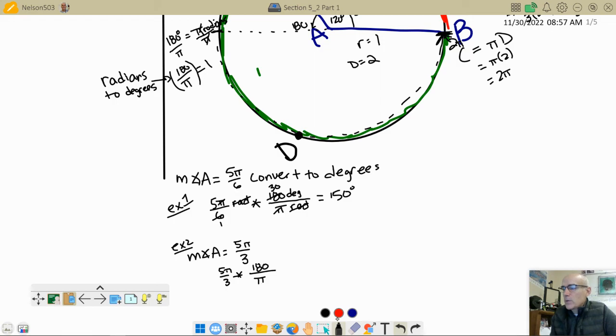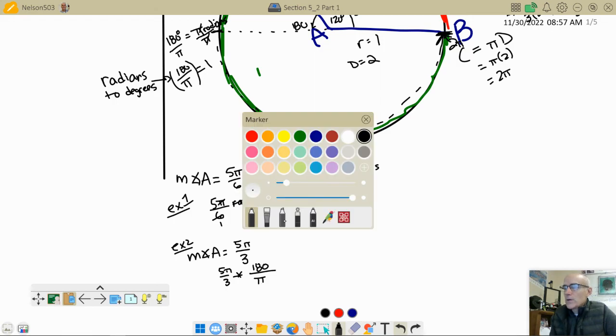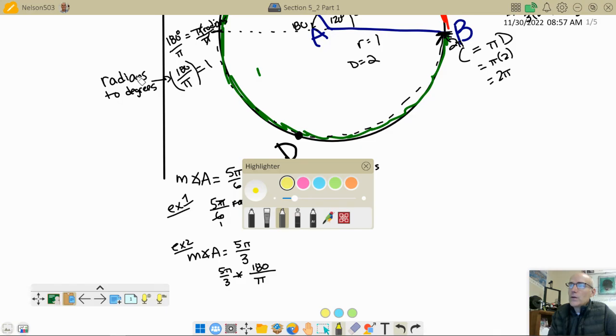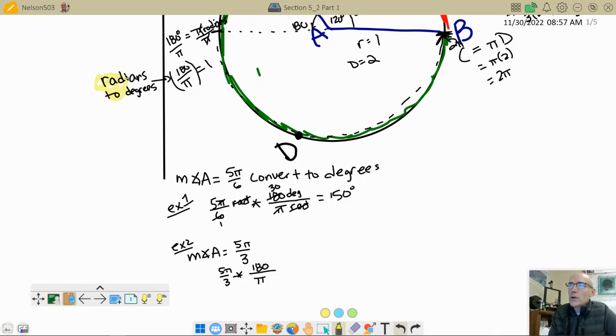Now, you know what we should do? Let's highlight this guy in our notes. This right here is a super important little converting factor. You can multiply by 180 over pi to convert from radians to degrees.